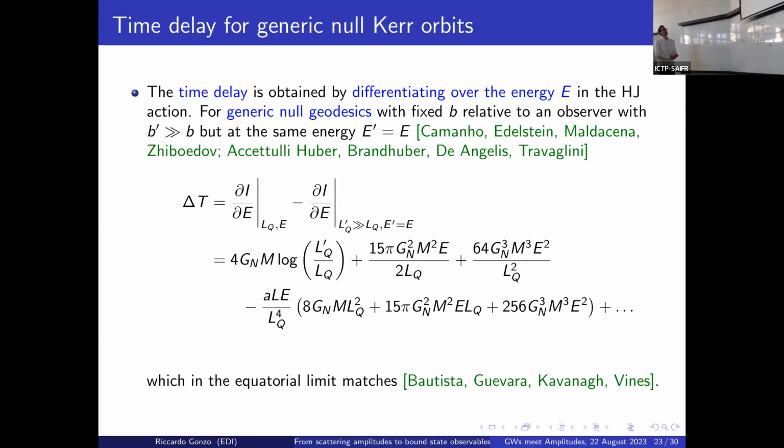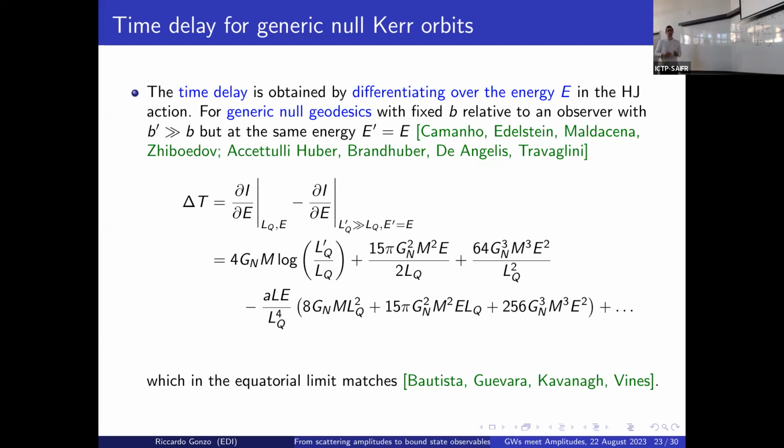So yeah, you can also do time delay. This is an example in which the infrared divergence has to cancel. It doesn't make sense to compute just the derivative over energy in the scattering case because that's infrared divergent. That's depending on the epsilon that I was introducing as a regulator.